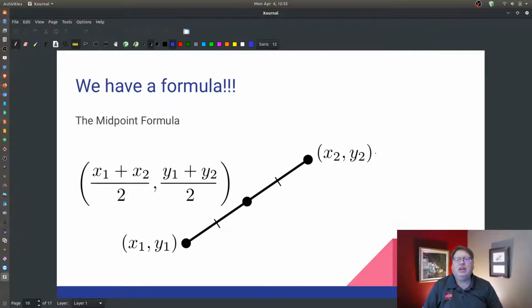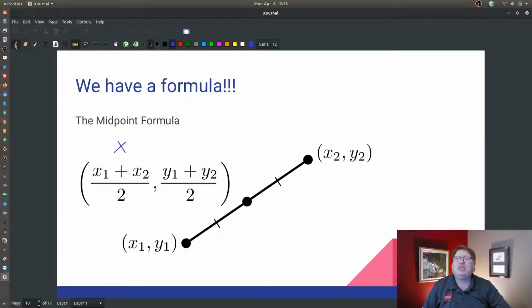We have a formula to handle this. Our formula is called the midpoint formula. And all it is, if I have the x and y coordinates of each of the endpoints, in this case we'll call them x1 and y1, and x2, y2 is the other endpoint, then I would take the average value of the x coordinates, so that's just x1 plus x2 divided by 2, and that would be the x location.